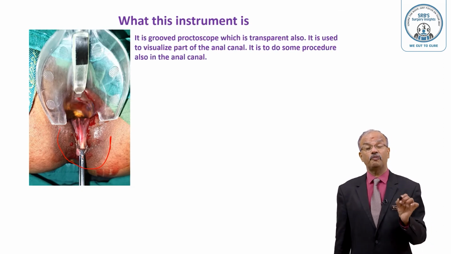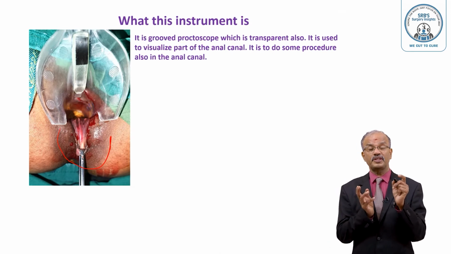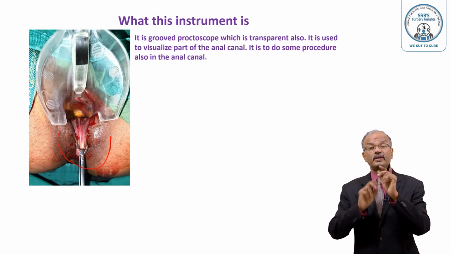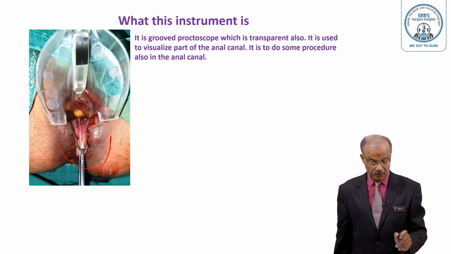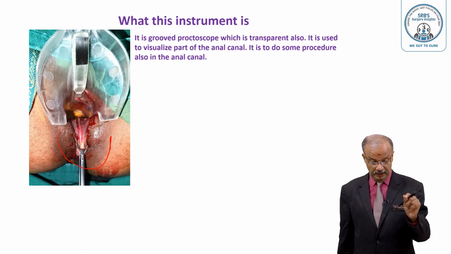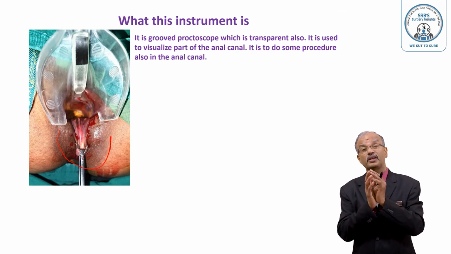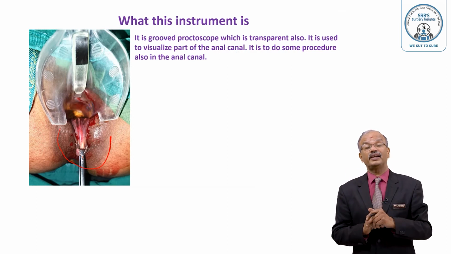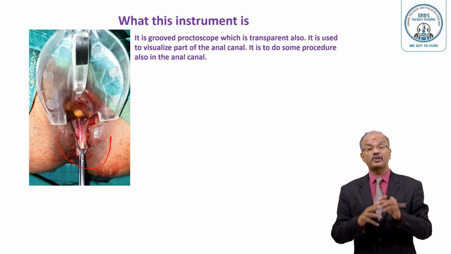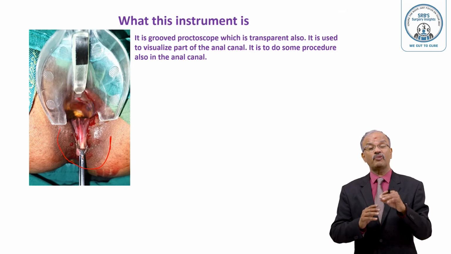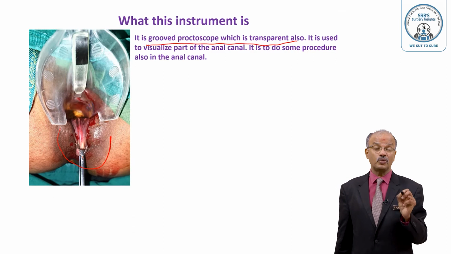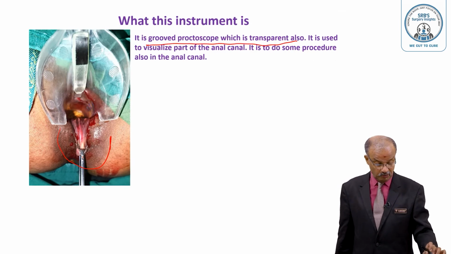It's a grooved proctoscope. So you have a traditional proctoscope of steel, which contains the proctoscope proper with an obturator. This is a grooved proctoscope, which is transparent also. It is used to visualize one part of the anal canal, so that the other area is not visualized and you can focus and see what exactly it is. If you want to do some procedure, it will be easier because the other area will not come in your way. That is why grooved proctoscopes are very useful to identify specifically and do a procedure.